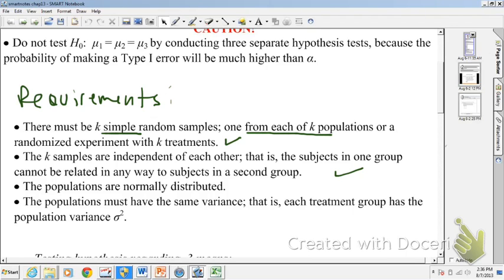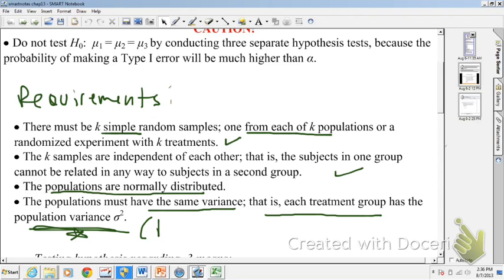So, for example, if you're working on twins or mothers and daughters or somebody that's genetically linked with respect to the parameter of interest, that would be a matched pairs test. That wouldn't be this. The populations are normally distributed, and this last one is a funny one. The populations must have the same variance, or arbitrarily close, and they're not going to be perfectly the same, but that is, each treatment group is coming from a population with variance sigma squared. Now, in order to really test that, you would have to run an F-test, to test that the variances are the same.